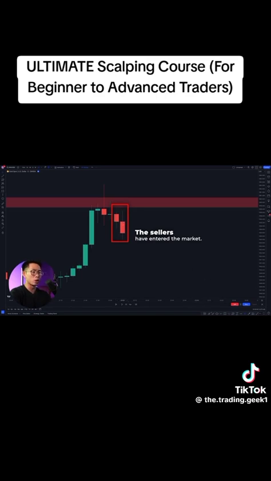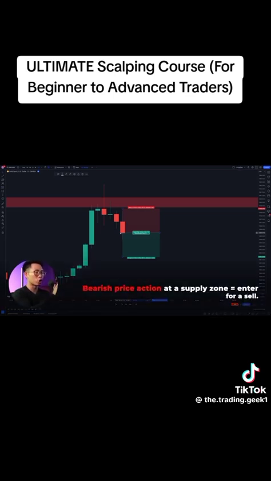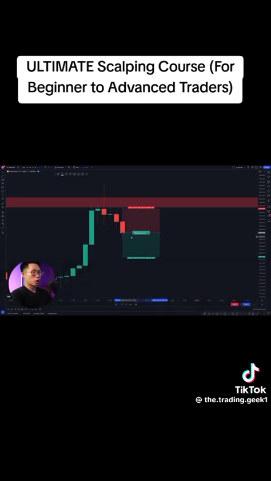So over here, that is when you can potentially enter for a sell position. Basically, you want to enter for the trade when you see some sort of bearish price action at a supply zone. So entering here will be the safe way, but if you want to get a sniper entry, what you could have done earlier is to enter where price has formed this long upper wick candle.